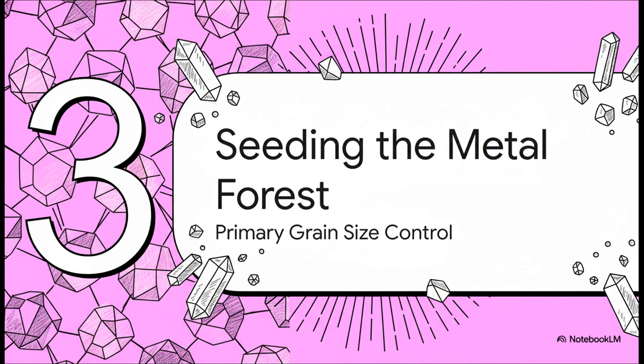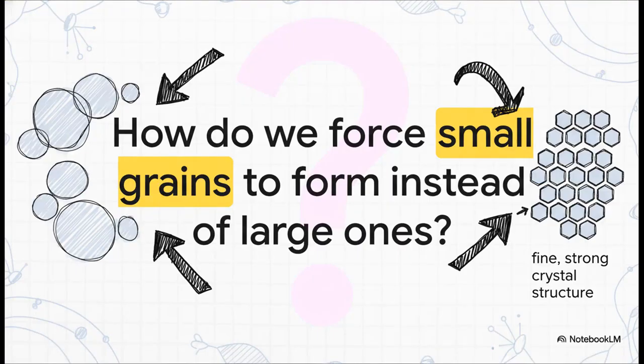Okay, so that little piece of information, the fact that crystals would rather grow on existing surfaces, that's the key. It leads us straight to the number one technique metallurgists use to get control over a metal's final properties. So that's the big question, right? If these big, lazy grains are the enemy, how do we fight back? How do we stop them from forming and instead force that fine, strong, maze-like structure that we actually want?